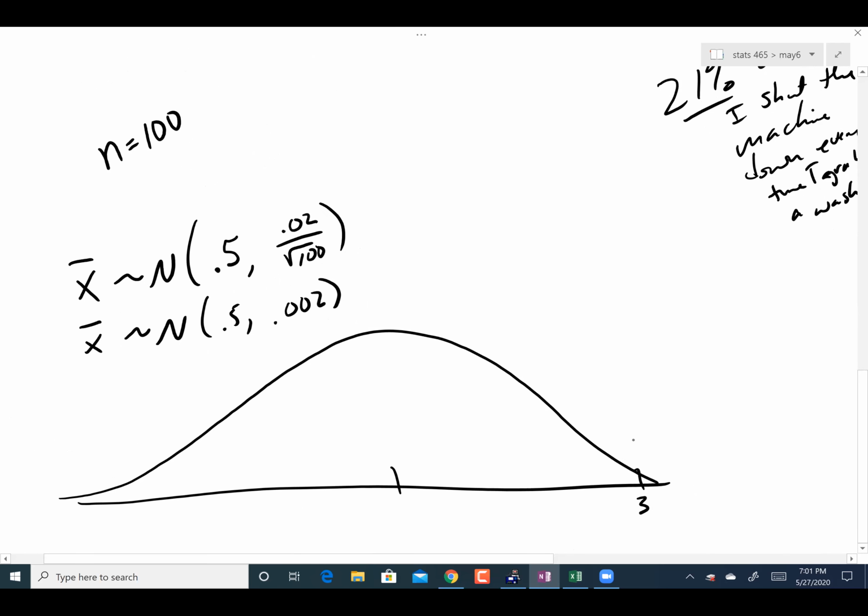In fact, just for fun, if you were to count this out, here's 0.5 here. This is 3 deviations. 1 deviation would be 0.5002. 2 deviations would be 0.5004. 3 deviations would be 0.5006. Now think about this. How far off would you have to be to reject? Well, now remember, I just told you the magic number is roughly 2 standard deviations, right? And so you would be really close to the magic number of 0.5, and you'd still be shutting things down.